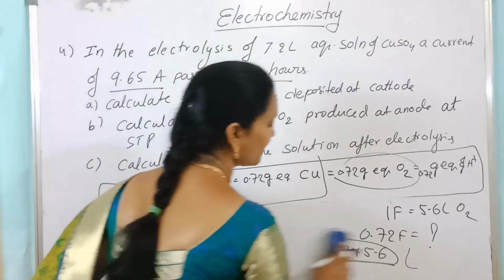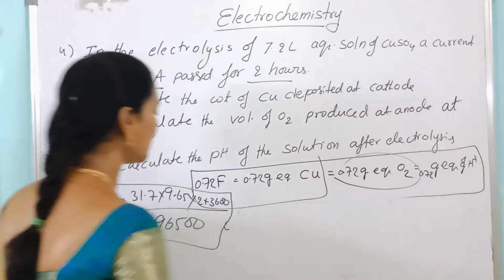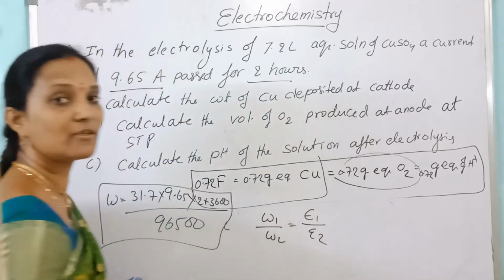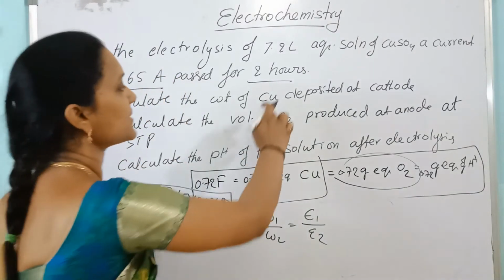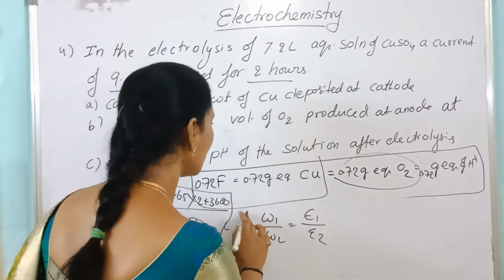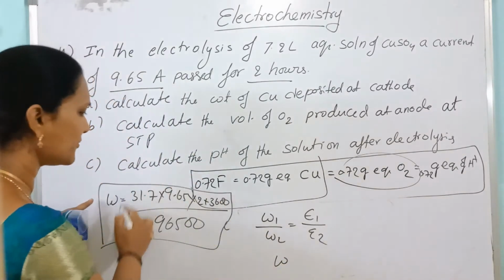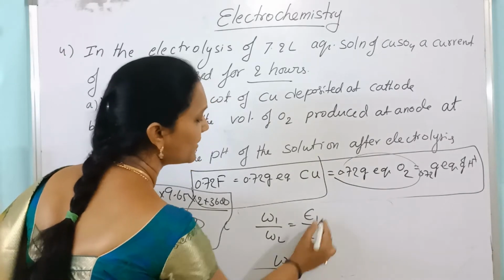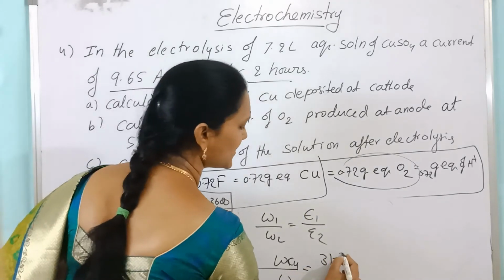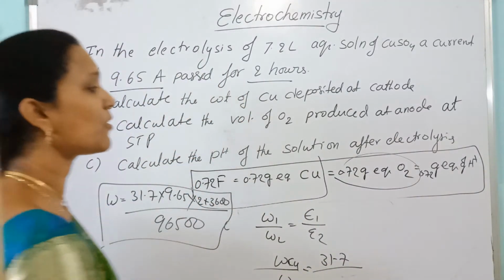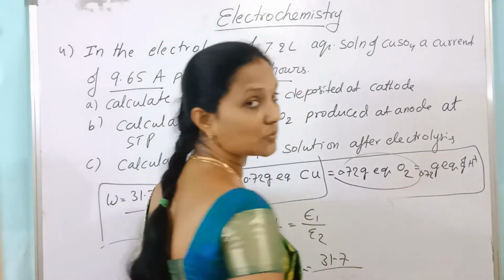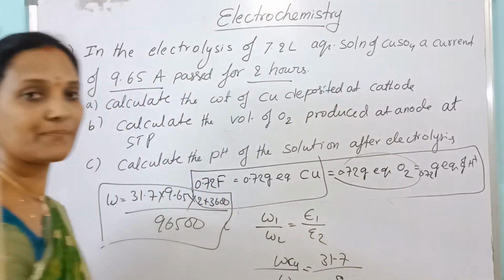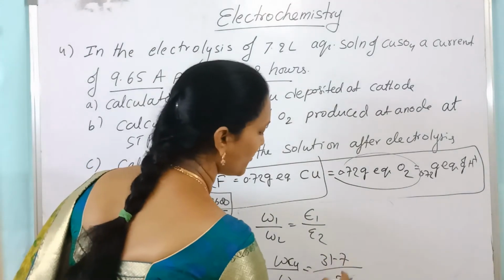Otherwise, what can we do? If you want to apply the formula, W1 by W2 is equal to E1 by E2. This is Faraday's second law, because the same quantity of electricity we are passing through copper and oxygen. Copper deposited we are getting as W1. First simplify this, you will get W1. This is the copper, and oxygen we want. The equivalent mass of copper is 31.7. What is the equivalent mass of oxygen? The molecular mass of O2 is 32, so equivalent mass is 32 by 4, which is 8. So 31.7 by 8.